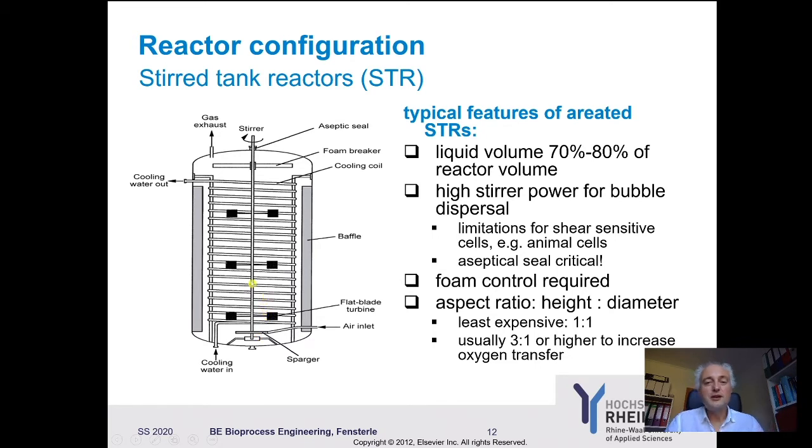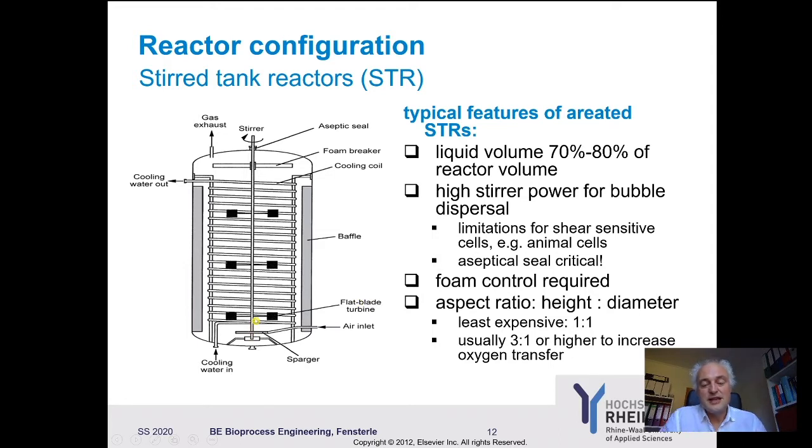So the cool thing about stirred tank reactors is it has a stirrer, so therefore we can bring in high power, and therefore it's an optimal bubble dispersal. Of course, there are limits. If you have shear sensitive cells, for example, animal cells and so on, there is a problem. And of course, you need to have an aseptic seal. At the beginning, this was the difficulty for stirred tank reactors. You need a foam control for a stirred tank reactor. That's normal, because if you sparge in, you will create foam.